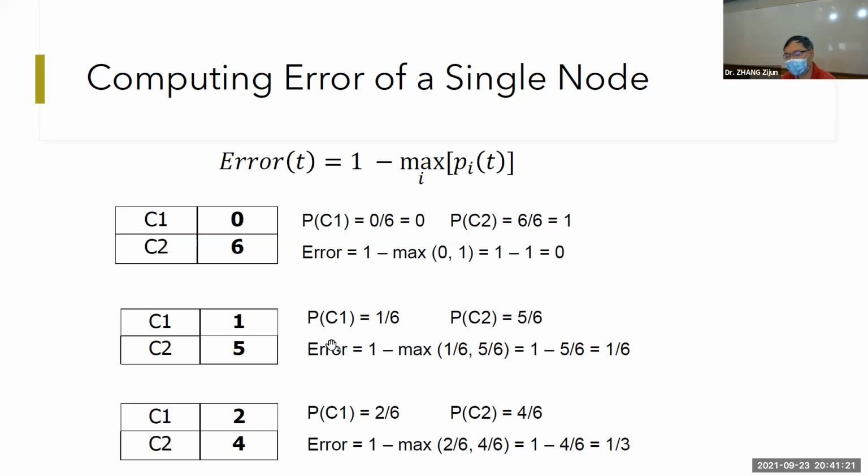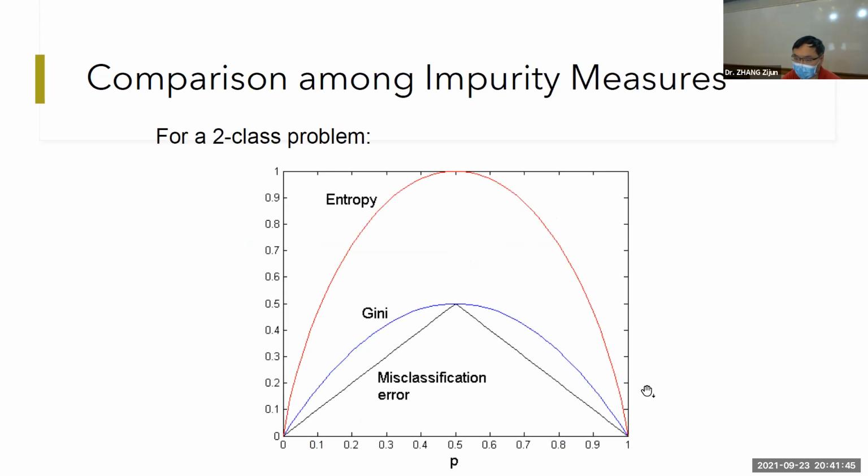How about if we have an impure case? Here we have a 1, 5 case, and the frequency for class 1 is 1 over 6, and for class 2 is 5 over 6. The max between these two is 5 over 6, so its error is 1 over 6. And for 2, 4, by the same principle, it is equal to 1 over 3, right?